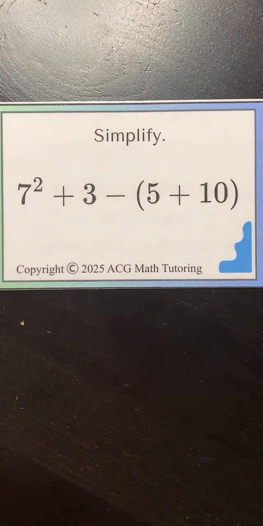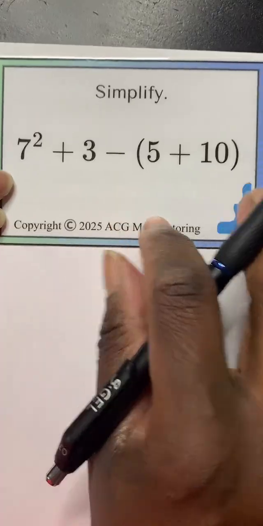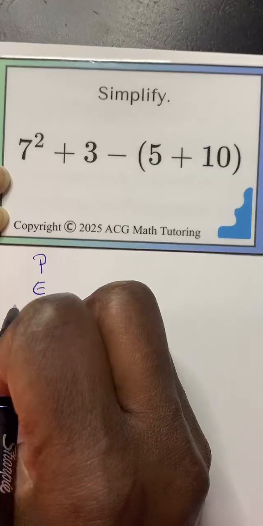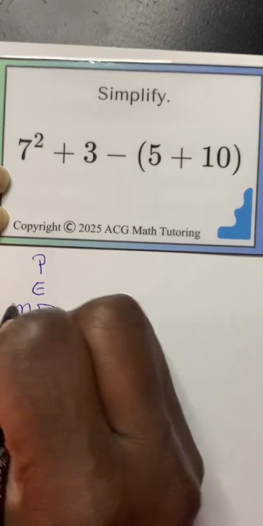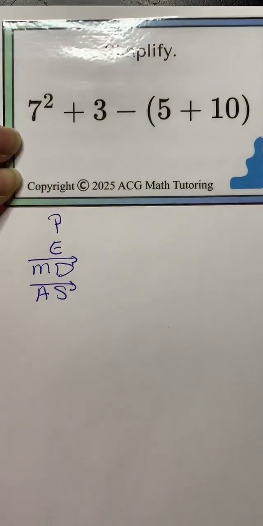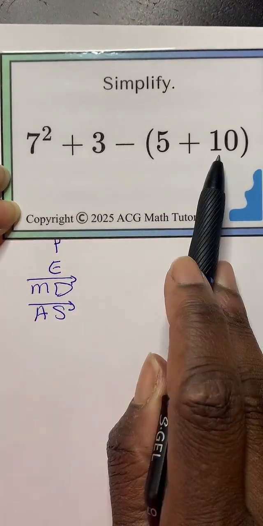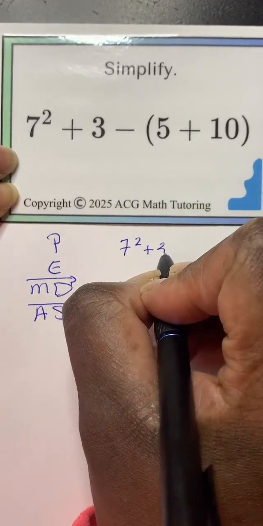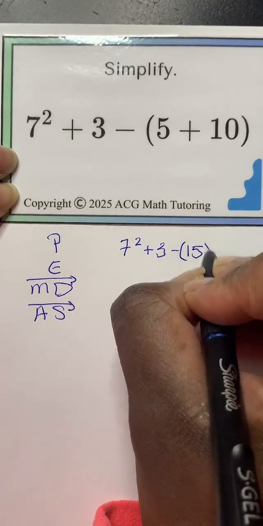All right, so let's take a look. Try and put it in my separate sheet. So we have our PEMDAS. Let's start here. Please excuse my dear Aunt Sally from left to right. So when we're taking a look at this from left to right, we got to do what's inside our parenthesis. So that means we have our 7 squared plus our 3 minus 5 plus 10. That gives us our 15.